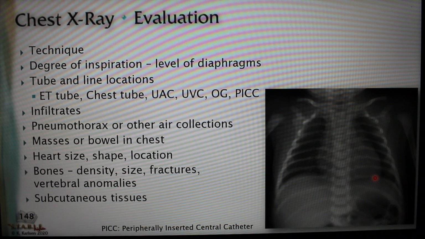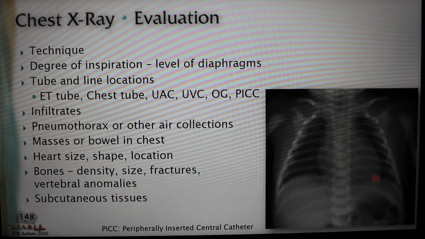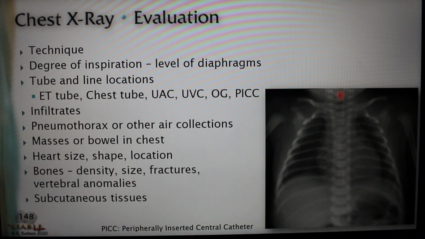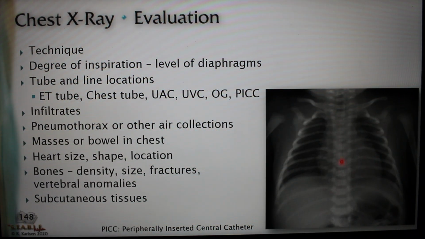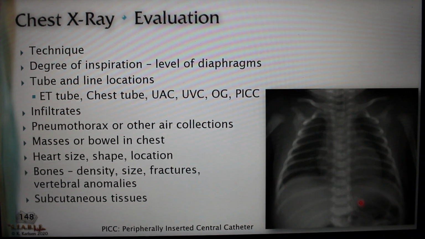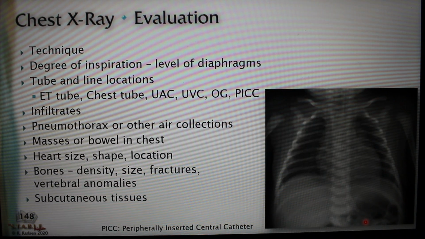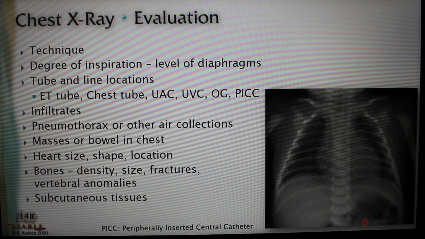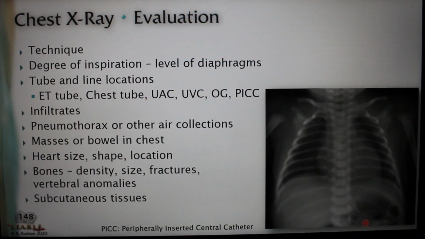We'll be able to look at the tube and line locations. This baby only has an OG tube. You can see it coming down here, goes into the gastric bubble. Stomach is on the left, so it goes right into the stomach. This baby doesn't have an ET tube or any other lines.